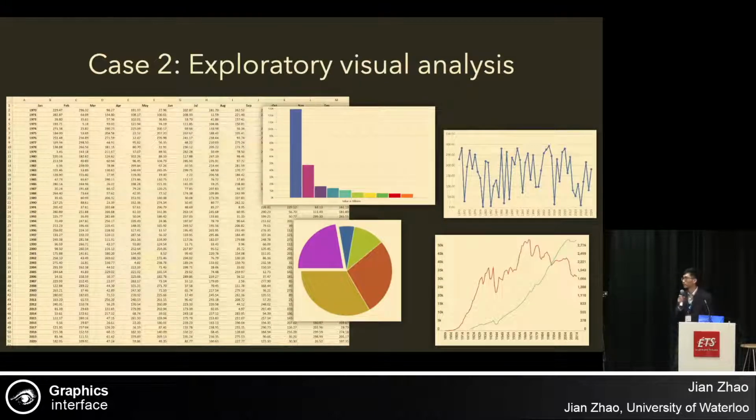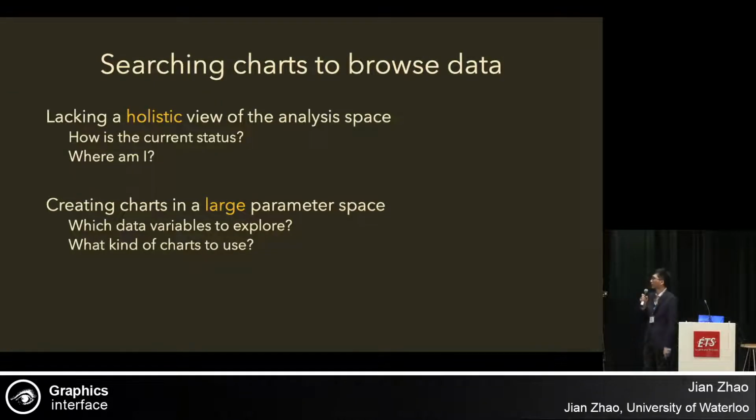All right, so that's the first case. The second example I want to show is about exploratory visual analysis. So what is exploratory visual analysis? It's basically when you have some data and you want to find something interesting in it, and you generate charts along the way. That's exploratory visual analysis. So what are the challenges?